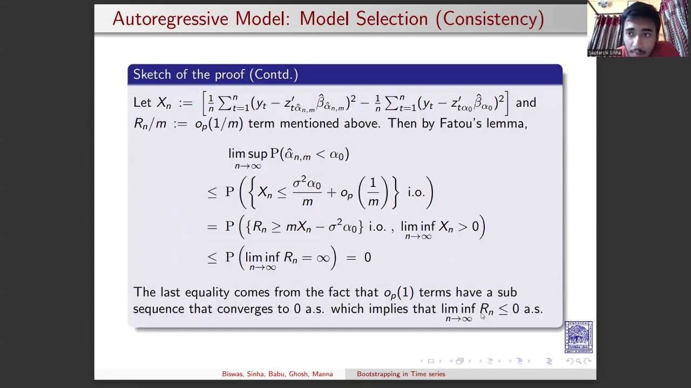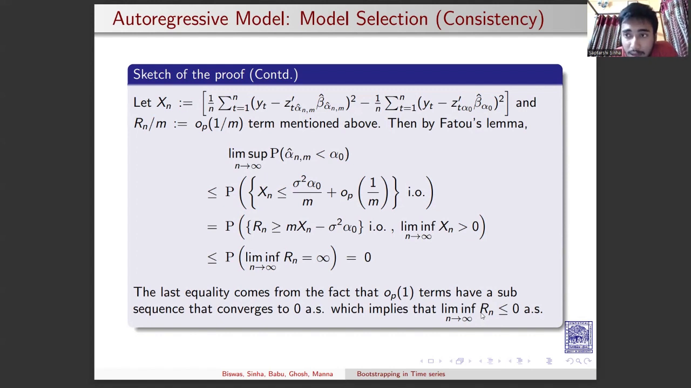Now let X_n be the difference between the RSSs and R_n be the O_P(1) term which was mentioned above. So it implies that R_n by m is the O_P(1) over m term. Then if we take lim sup on both sides and apply Fatou's lemma, we can say that the lim sup of the probability is less than or equal to the probability X_n is less than or equal to sigma square alpha naught by m plus R_n by m infinitely often, which equals the probability R_n is greater than or equal to m X_n minus sigma square alpha naught infinitely often and lim inf of X_n greater than 0.